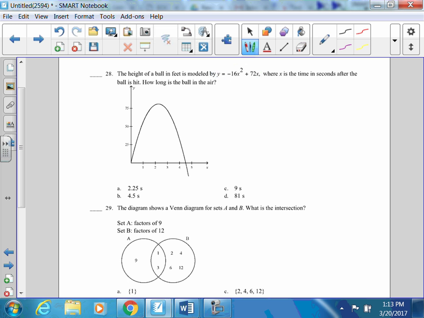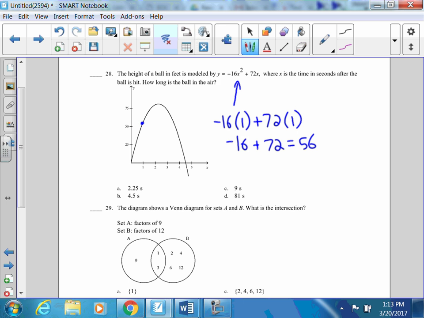But let's plug it into the equation. Let's plug 1 in for x right here. So 1 squared is 1. Negative 16 times 1 plus 72 times 1. So we plugged in 1. This is what we have. Negative 16 plus 72. Actually, no. Negative 16 plus 72 is 56. So after 1 second, the ball is 56 feet in the air. So maybe that's something like that right there.